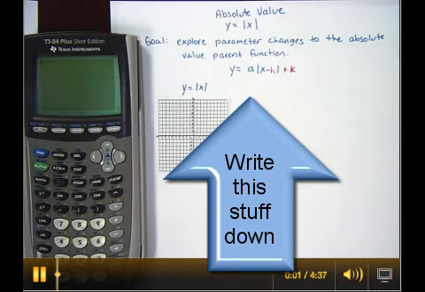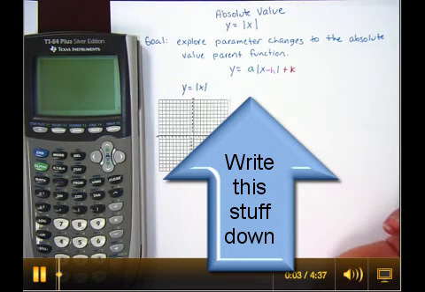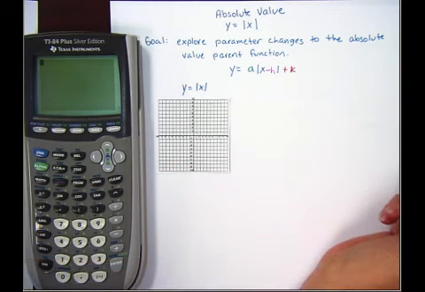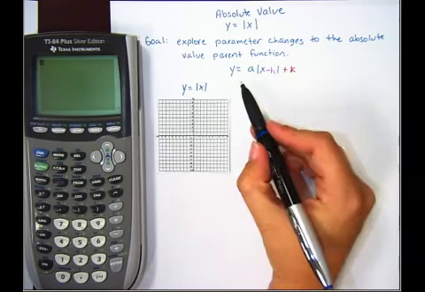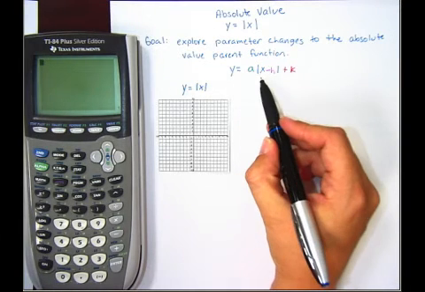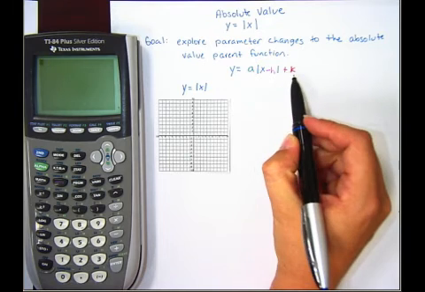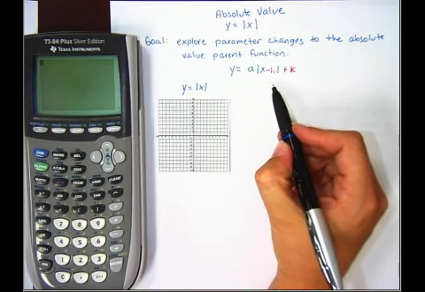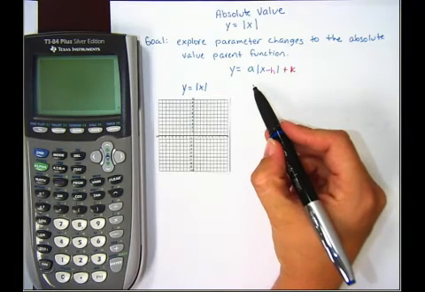Hello there. Today we're going to be talking about the absolute value function. We know that it's the equation y equals the absolute value of x. Our goal today is to explore the parameter changes to the absolute value function. We're going to look at the general form y equals a absolute value of x minus h plus k. We're going to be seeing this a, h, and k value come up over and over again this year, and today we're going to start looking at what each of those things do.